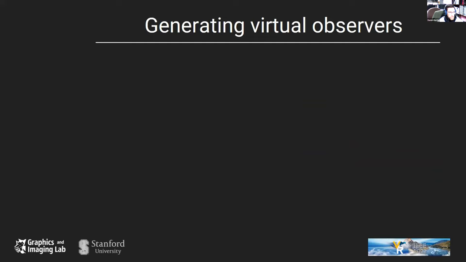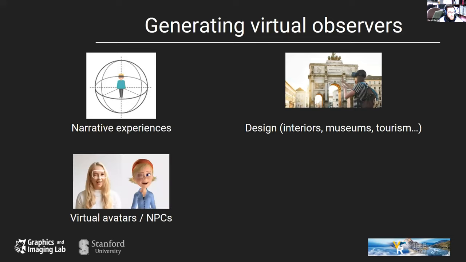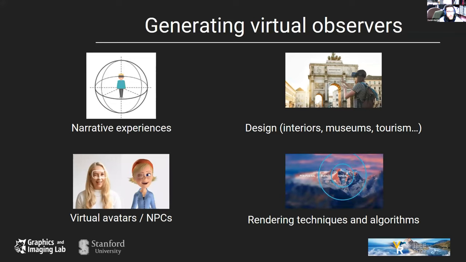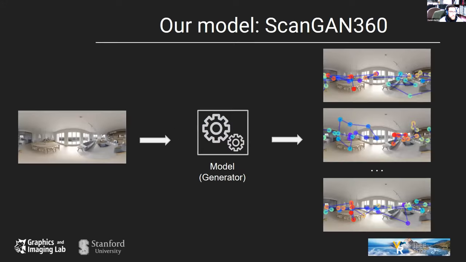So this could also have a huge impact in many other applications such as narrative experiences, interior or museum design, virtual avatar or NPC design, or even for rendering techniques and algorithms. Given all of this, in this work, we propose ScanGAN360, which is a new generative adversarial approach to scanpath generation for 360 images.